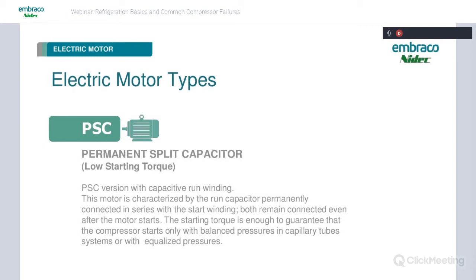Or a lot of the compressors nowadays are using scroll compressors, which are high starting torque by design, because the scrolls start unloaded, and then once the compressor has started, they load up. So that's kind of how we get around that. But this is more of your air conditioning motor, the PSC motor.